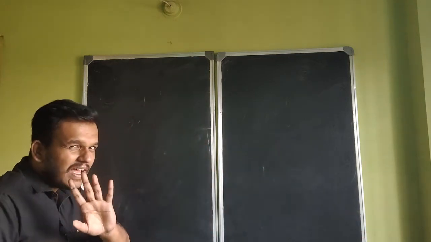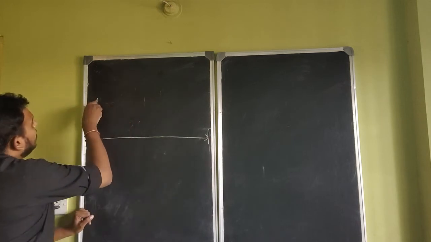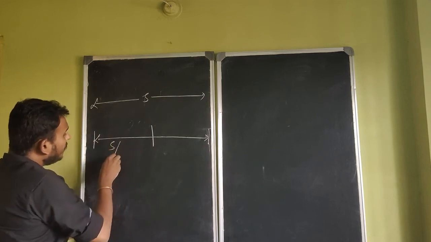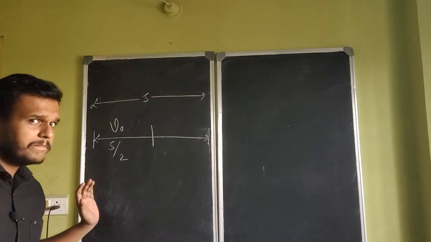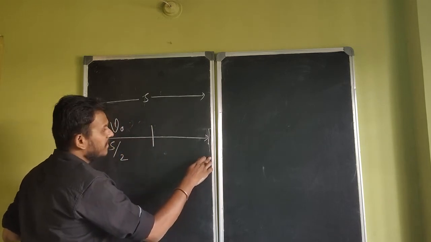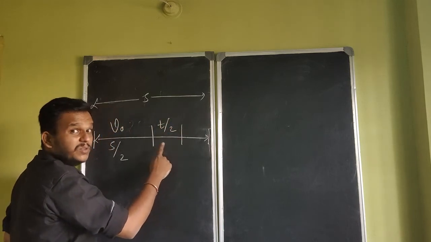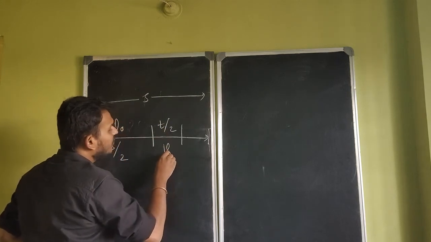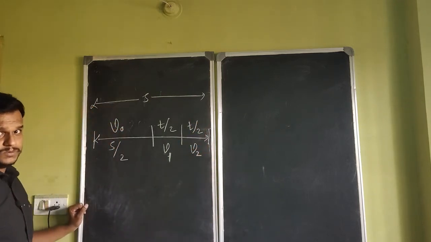Okay? Fine. Wait, I'll explain the question. No worry. Say the total displacement is S. Of the total displacement, the first half of the displacement, the particle travels with the velocity of v naught. Of the remaining half of the displacement, for half the time interval, not half the displacement of the remaining half, no, half the time interval, the particle traveled with the velocity of v1, and for the remaining half of the interval, the particle traveled with the velocity of v2.